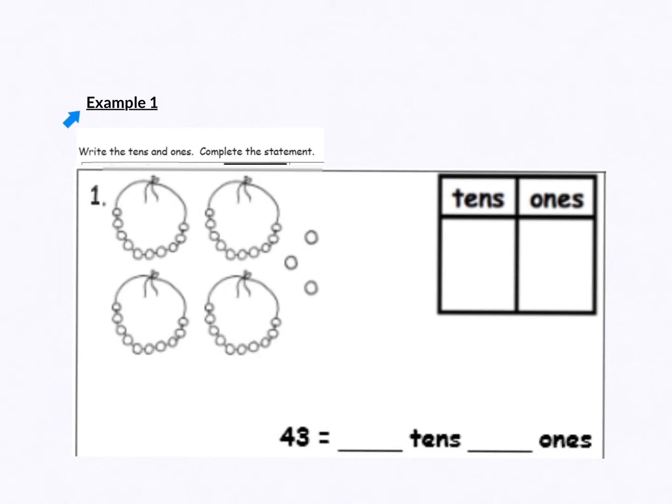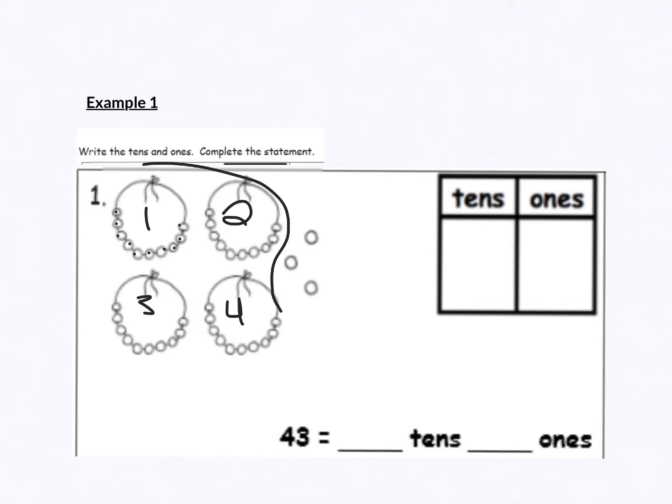To get into example 1, we're going to start by reading the directions. Write the tens and ones and complete the statement. We see that we have a group of necklaces with some beads, a place value chart labeled with tens and ones, and a statement. So let's start with our necklaces and beads. On each necklace, we have 1, 2, 3, 4, 5, 6, 7, 8, 9, 10 beads. And there are 1, 2, 3, 4 necklaces.